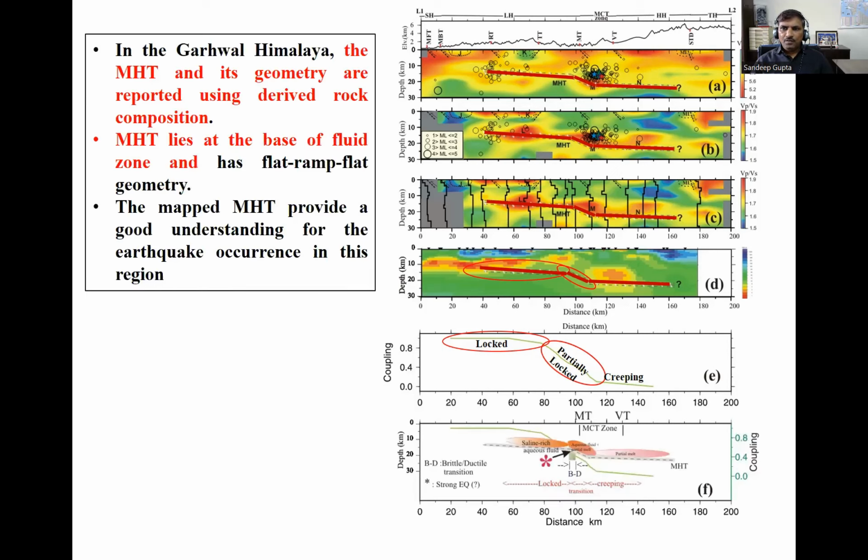So when we put together all the information of MHT geometry, locked to creep transition zone, as well as the brittle-ductile transition, we infer that there is an anomalous zone at a depth of 16 to 18 kilometer below the surface trace of the Munsiari Thrust, that is south of the MCT zone, which could be a zone for a future large earthquake in this area. But this requires further investigation.